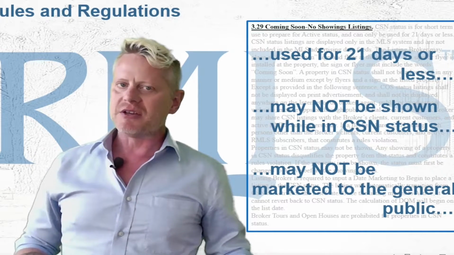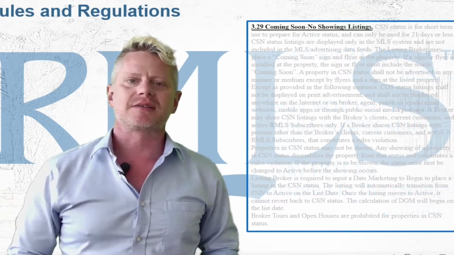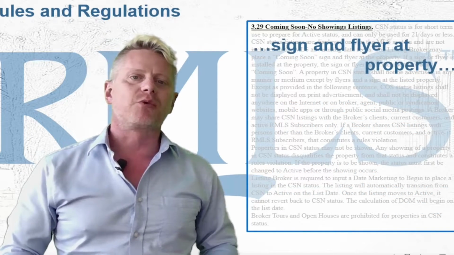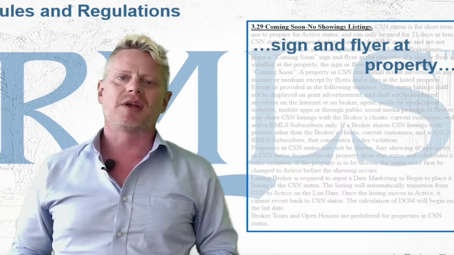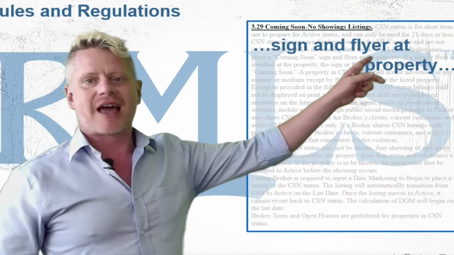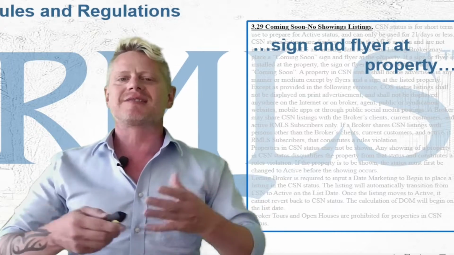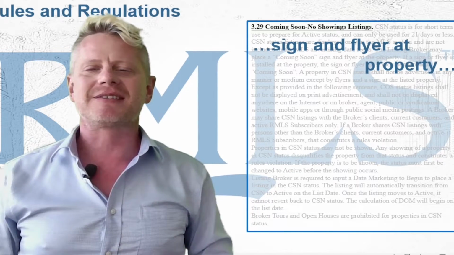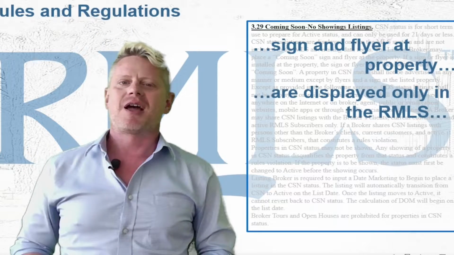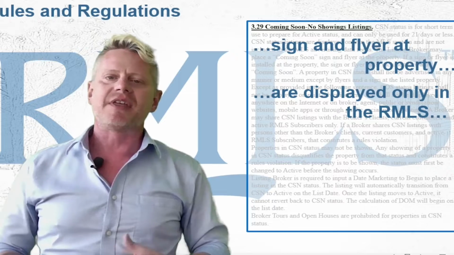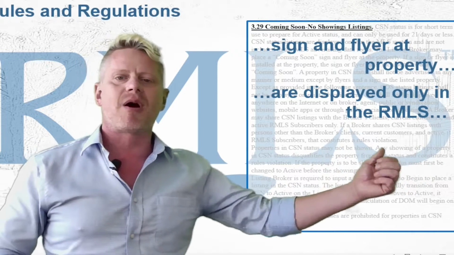So what can we do with coming soon, no showing listings? CSN listings may have a sign and a flyer at the property with a rider that says coming soon. Also notice that it says at the property and not in the property. You don't want to have flyers inside a property that no one should be inside of. CSN listings also only live on RMLS Web. They don't feed out to any third-party sites.